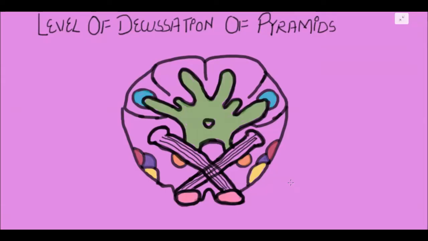So today's lecture is about the internal features of the medulla oblongata. As external features have already been discussed, now we are going to discuss the internal structures. When we talk about the internal structures, they are basically divided into three levels. The first one is the level of decussation of pyramids, the second is at the level of the medial lemniscus, and the third is at the level of the olives.